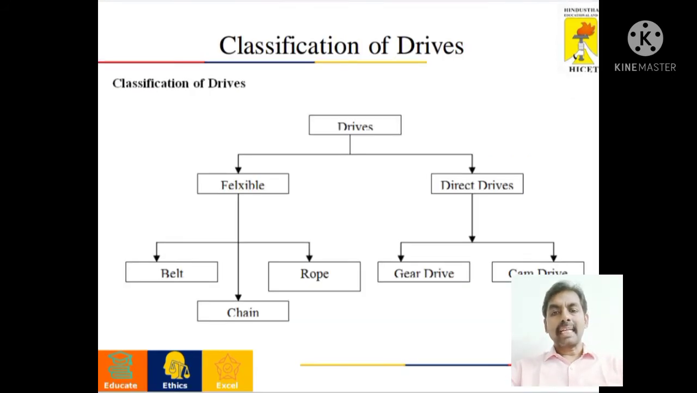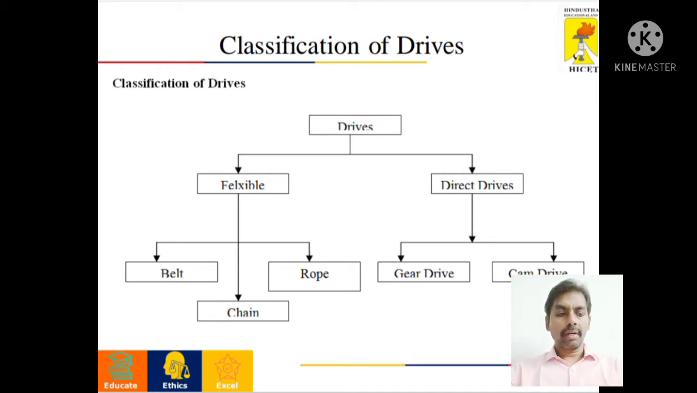Next we are going to see the classification of drives. The classification of drives is of two types: first one is flexible drives and the second one is direct drive. In flexible drives we have belt, chain and rope, and in direct drives we have cam drive and gear drive. In belt and rope, the power is transmitted due to friction between them and pulling. In the chain drive, sprocket wheels are used. So these are the differences between belt, rope and chain drives.